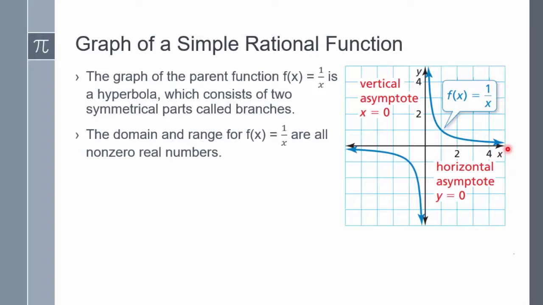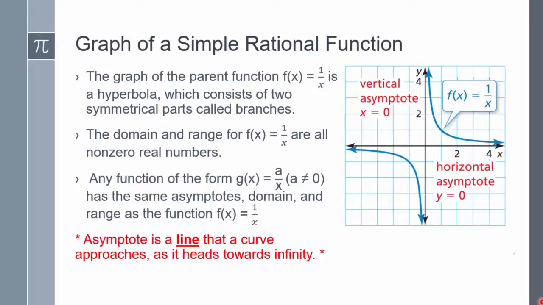The domain and range for f of x equals 1 over x are all non-zero real numbers, meaning that you can have positive and negative values for x in our domain except 0, and positive and negative values for our range except 0. The reason why is our domain is based on what we cannot divide by, and right here, since I have x at the bottom of the fraction as part of my denominator, I cannot have it equal to 0 or else it will be undefined.